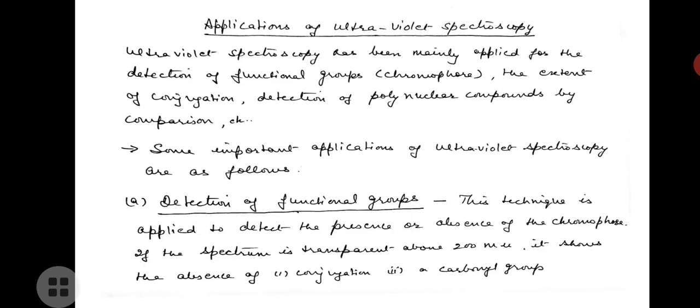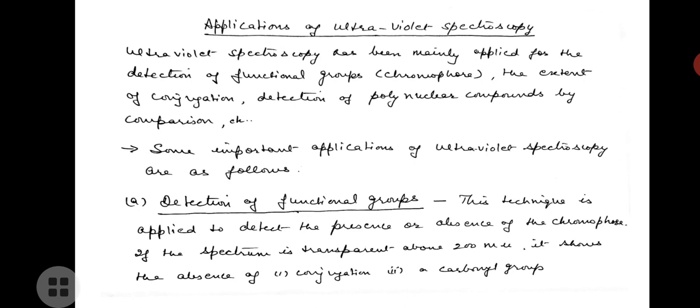Ultraviolet spectroscopy has been mainly applied for the detection of functional groups, chromophore, the extent of conjugation, detection of polynuclear compounds by comparison, etc. Well, there are n number of applications of UV spectroscopy. So here we'll be only discussing some important applications. Well, you can study many more apart from these. So today we are starting.